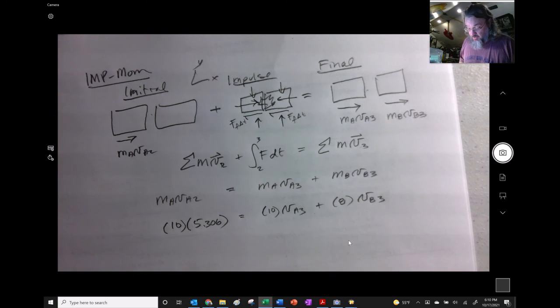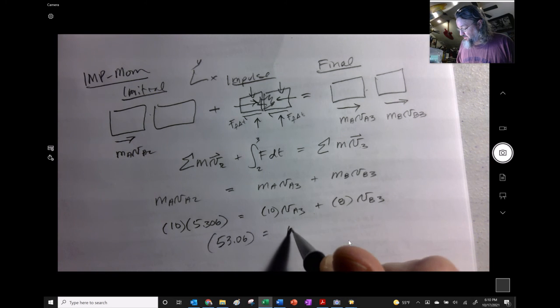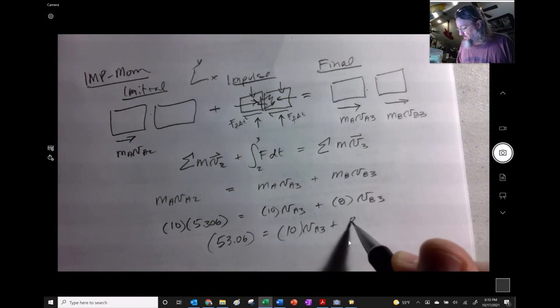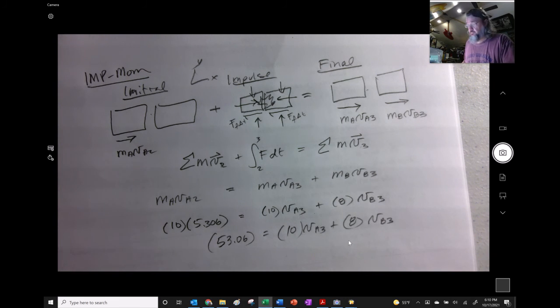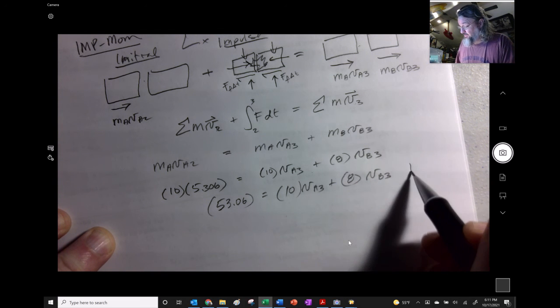So maybe I'll go ahead and write this. 53.06 is equal to 10 VA3 plus 8 VB3. Explaining it out this way is taking a really long time. So that's going to be equation 1.